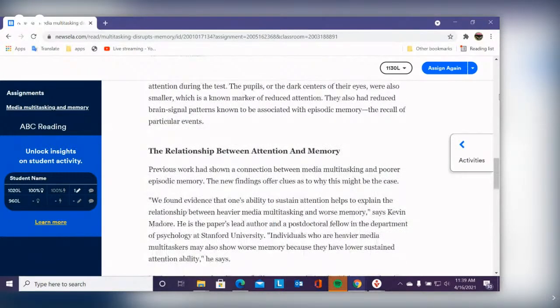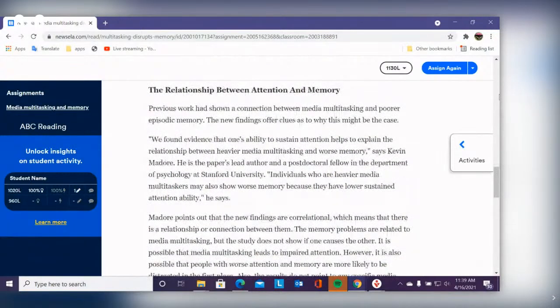The relationship between attention and memory. Previous work had shown a connection between media multitasking and poorer episodic memory, remembering particular events. These new findings offer clues as to why this might be the case. "We found evidence that one's ability to sustain attention helps to explain the relationship between heavier media multitasking and worse memory," says Kevin Madore. He is the paper's lead author and a postdoctoral fellow. He's working on his PhD in psychology at Stanford.